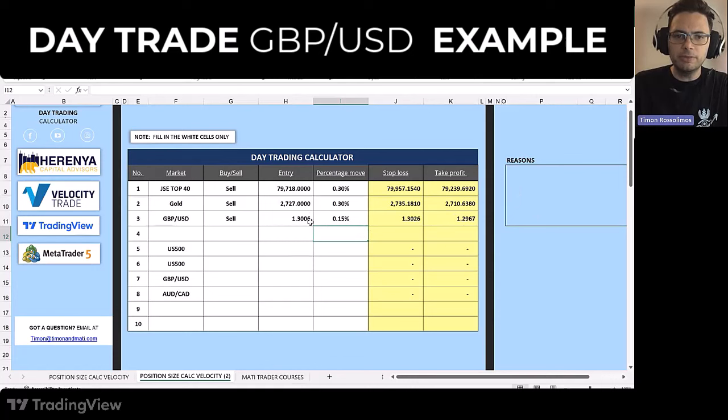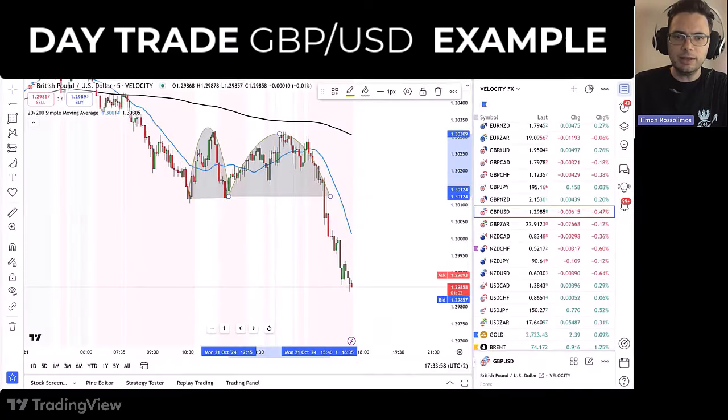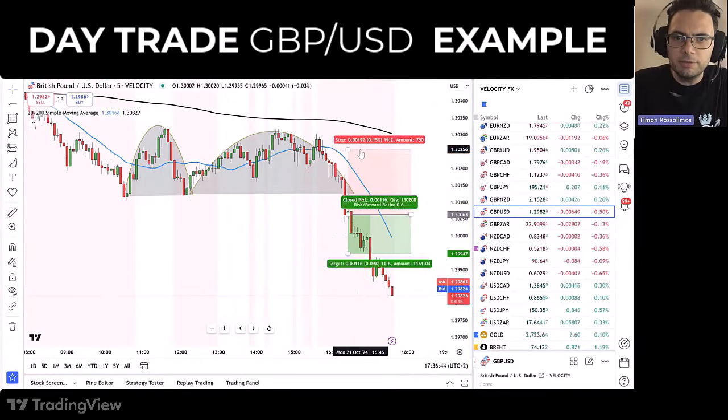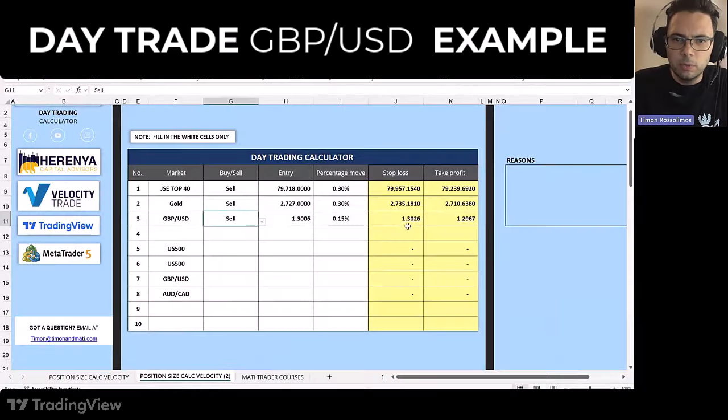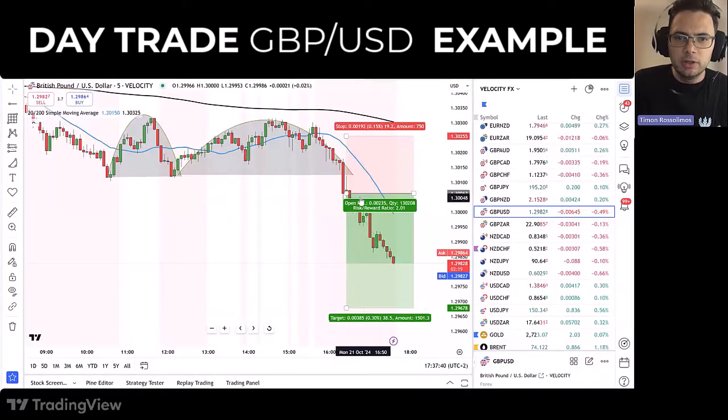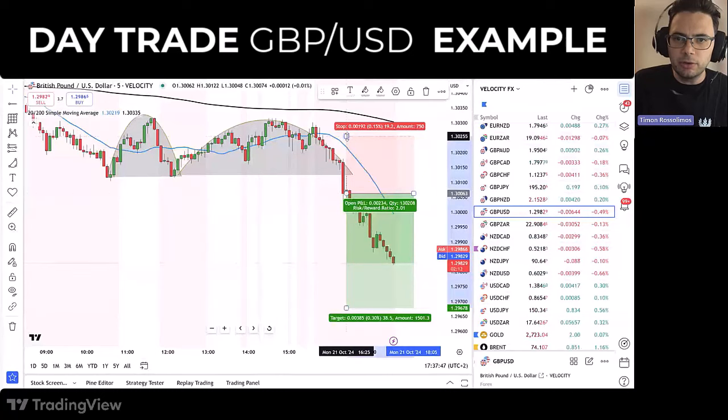So 1.3006, 1.3026. Let's try that. The 0.15 is here. 1.3025. 1.302. This is 1.3006. This is 1.3026. So here's the entry, 1.3006, and here is 1.3026. Okay, so it is absolutely correct.